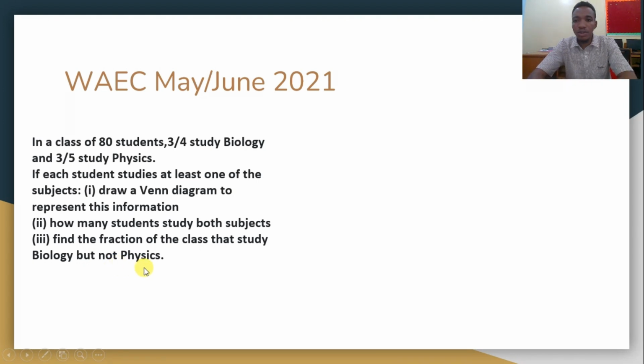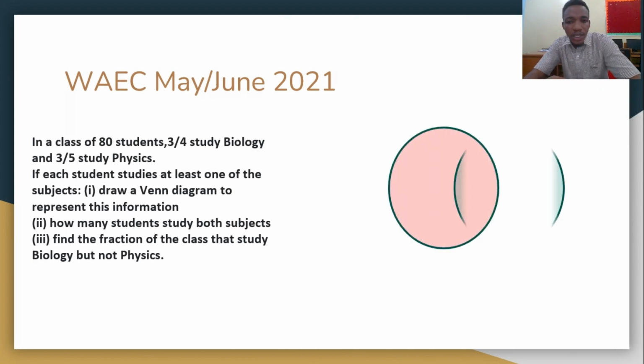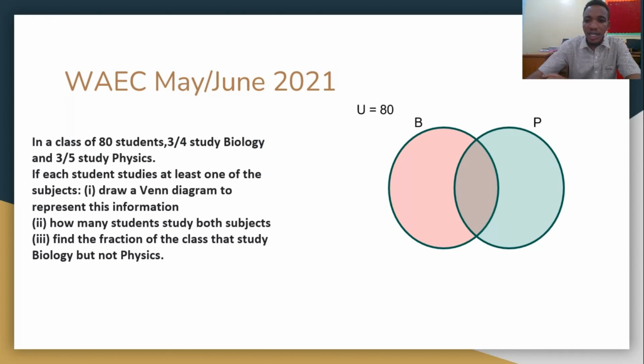Okay, so the first thing we want to do is draw the Venn diagram. And you should take note of one thing when solving this question. We are not given whole numbers, we are given terms of fractions. But let's work with what we have. So drawing the Venn diagram, we have biology and physics. Our universal set is 80, but don't forget we were given in terms of fractions, not whole numbers.